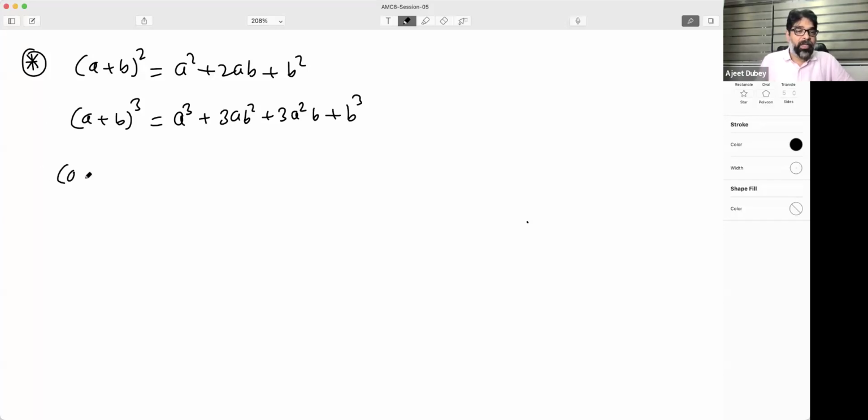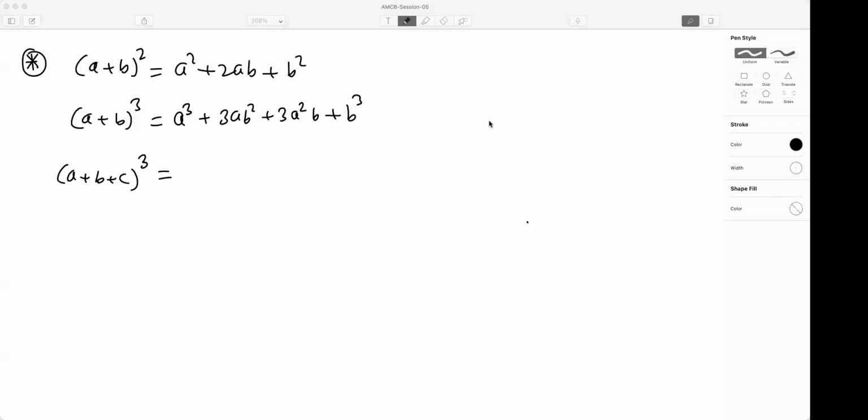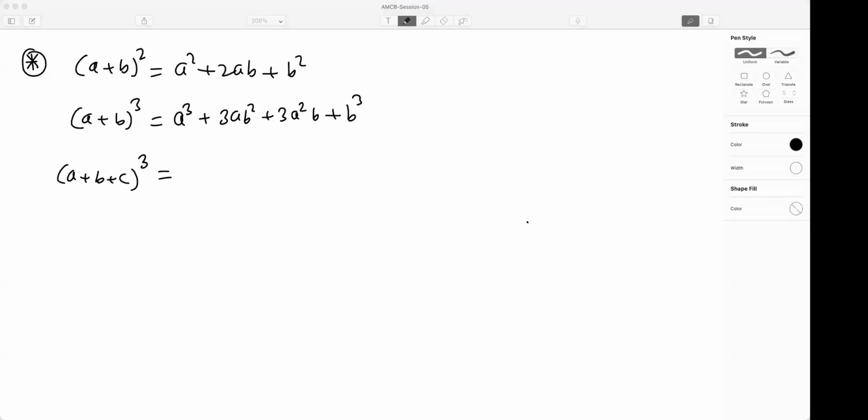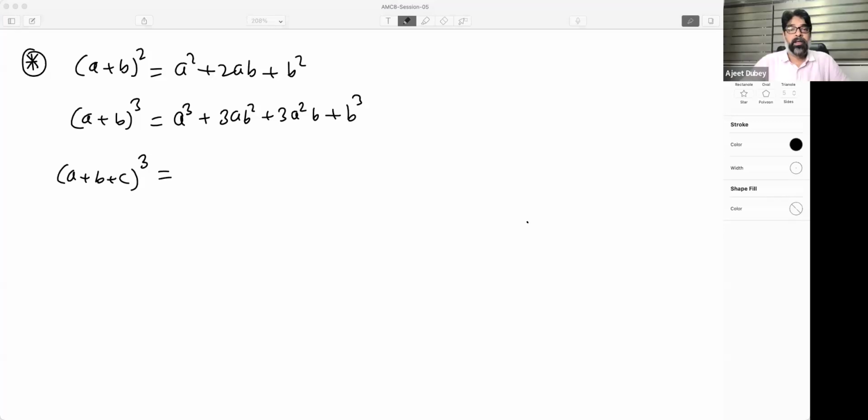So what will be (a plus b plus c) whole cube? If there are three terms. Sir, we can group a and b and call it one term and c as the other term. Then we can apply the (a plus b) whole cube identity. Okay, can we generalize it? So we can simplify it using the (a plus b) whole cube identity form. Okay. Anybody else?